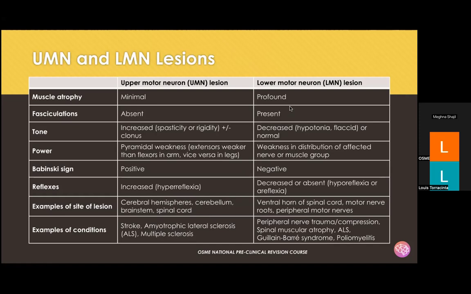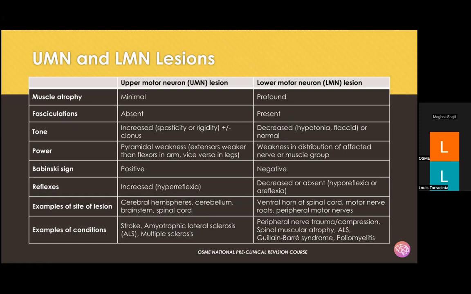So lower motor neuron, in contrast, you will have profound muscle atrophy. What that means is that the muscles will weaken and get smaller and smaller. So if someone has atrophy in their hand, you're not going to see much muscle in their hand. They may have fasciculations, which are fine wave-like tremors in the hands. We'll talk a bit more about why that occurs. And you have decreased tone, you have decreased power.